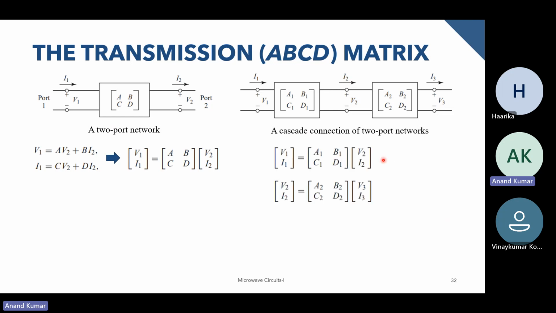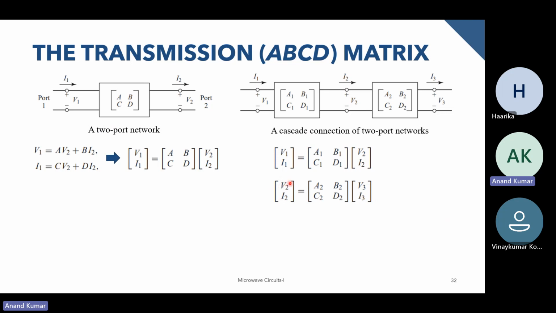Now, as I was saying earlier, once we have defined the ABCD parameters for this network, similarly we can do the ABCD parameters for this network as well. For this network, I2 and V2 are the input voltage and current, and I3 and V3 are the output voltage and current. So we have this relationship for I2 V2 and I3 V3 over here, and V1 I1 and V2 I2 over here.